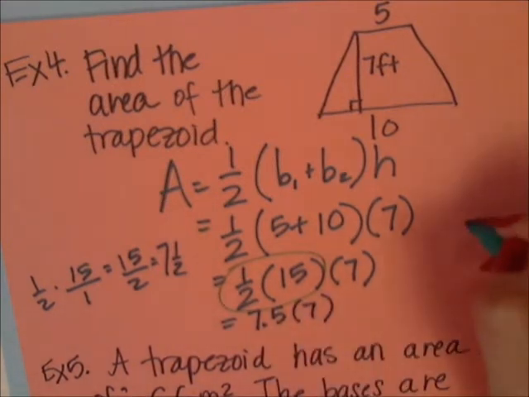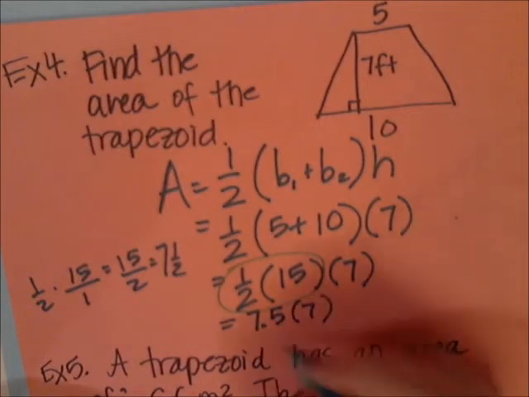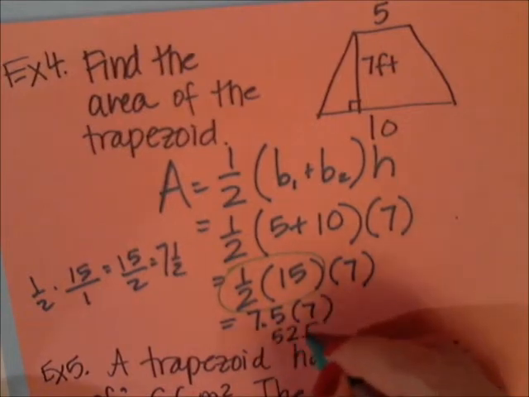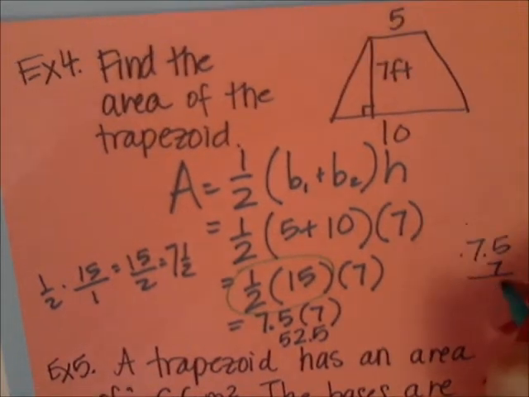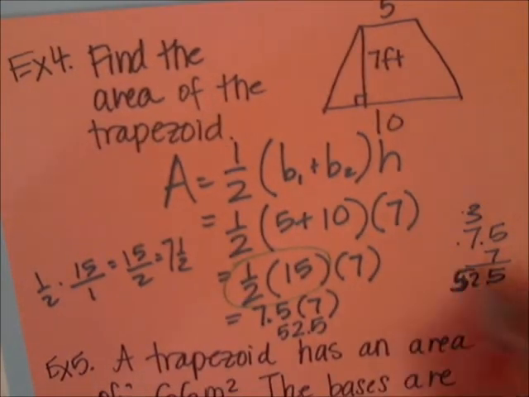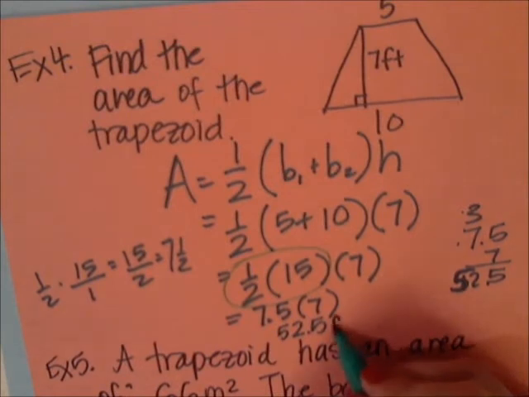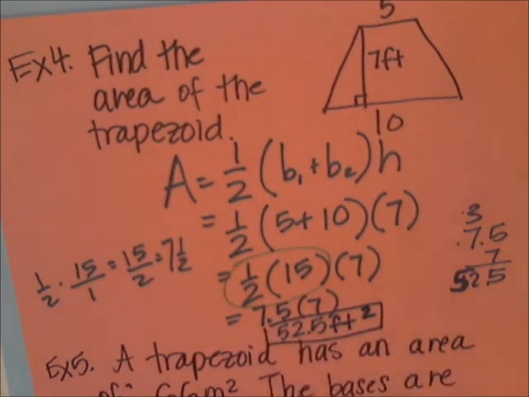Okay, and then 7.5, let's see, 7 times 7 is 49. 7 times 0.5 is 3.5, so it should be 52.5. Let me make sure I calculated that one right. 35. Yep. No, 52.5. Okay, so it's 52.5 feet squared. All right, you know what I'm going to want to do right now. I'm going to draw a picture of this one too.